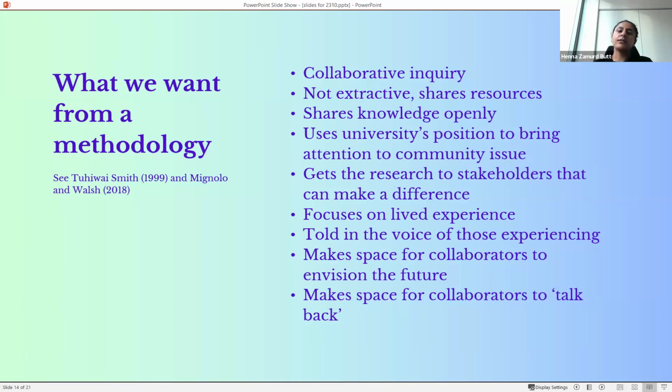And then we want to focus on the lived experience of people that actually do have to deal with this internet inequality every day. And we want to be able to do that in their voice as well, so that they're able to express what they're feeling. And this kind of goes back to what I said in terms of the kinds of knowledge that are valued.